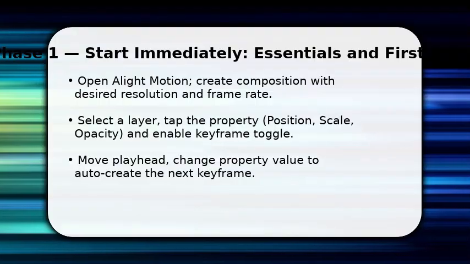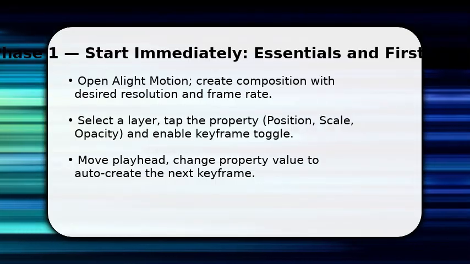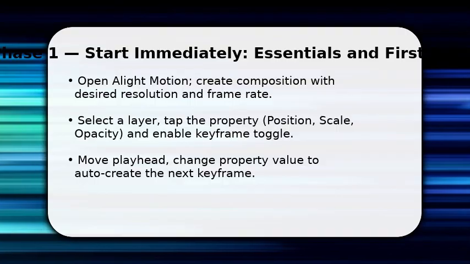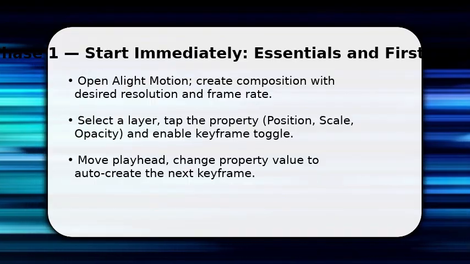You start by creating your composition and picking the exact layer you want to animate. Do that now. Once done, tap a property like position or opacity and enable its keyframe switch. This tells the app to record changes. Move the playhead to the next frame or time, then alter the value to create a second keyframe. This is the core action.